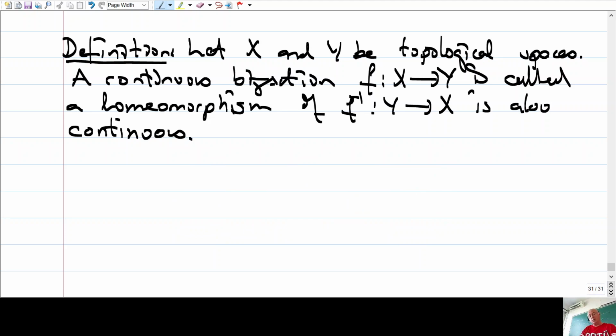However, the condition that f is a bijection plus continuous doesn't imply that f is a homeomorphism, right? There are different conditions. The inverse map has to be continuous also. Let me give a quick example.